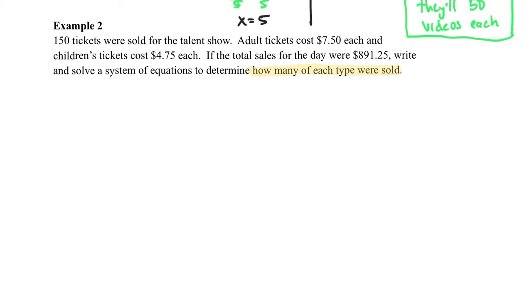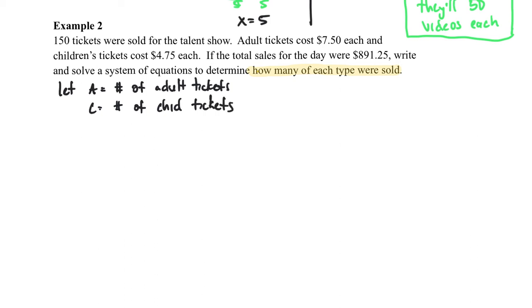So I'm going to do my let statement. I'm going to let A be the number of adult tickets. I don't need the price. They've already given me the price. And I'm going to let C be the number of child tickets. Okay, now in problems like this, there's usually one equation that has to deal with the money, and the other equation has to deal with how many tickets were sold.